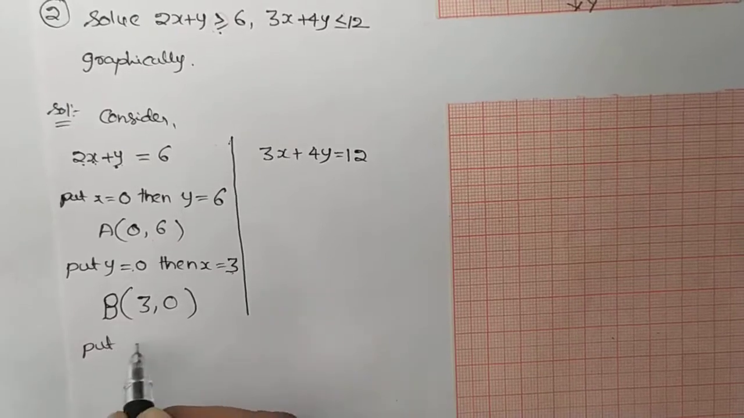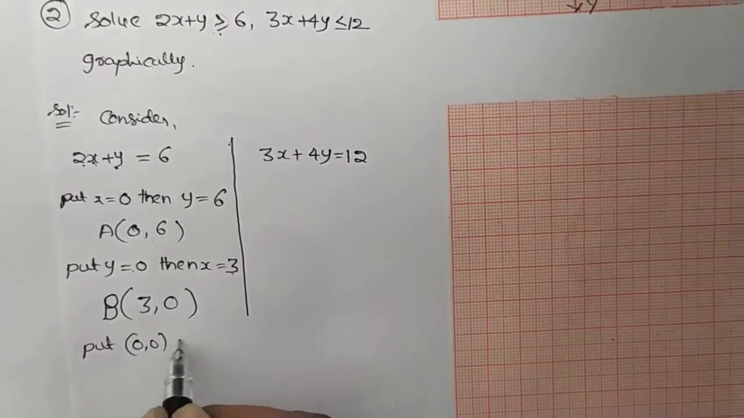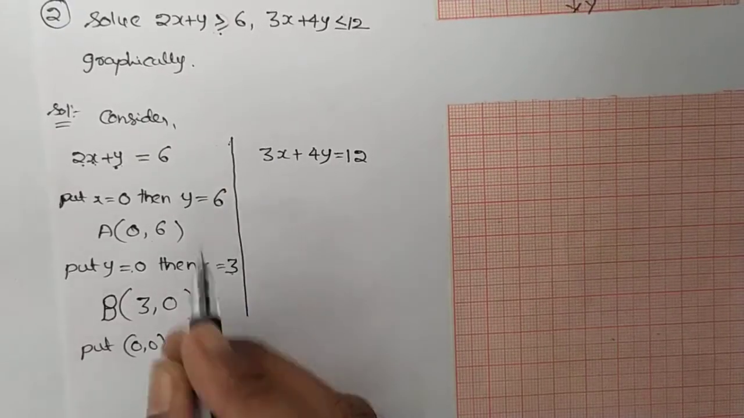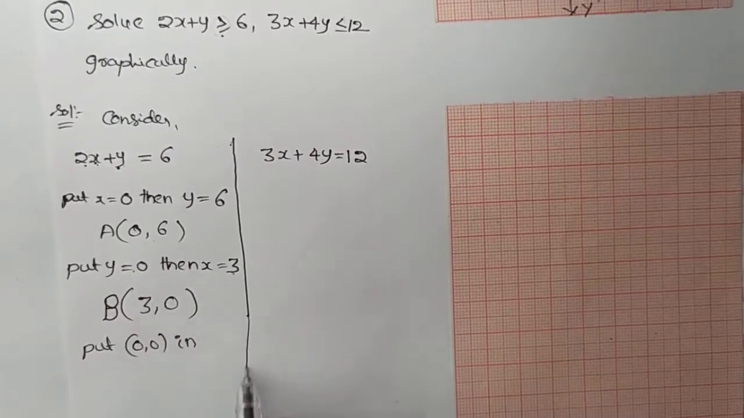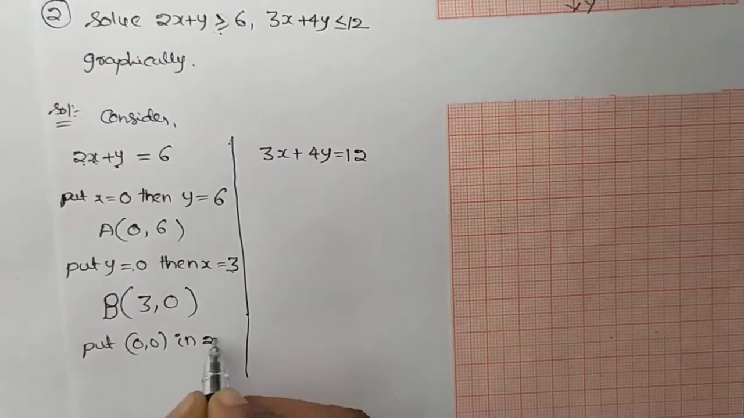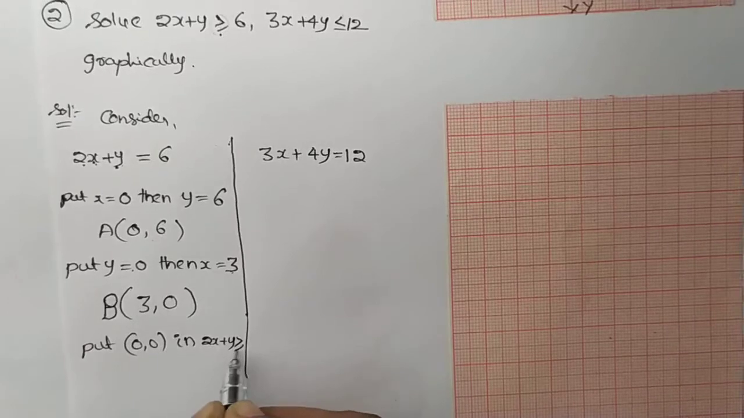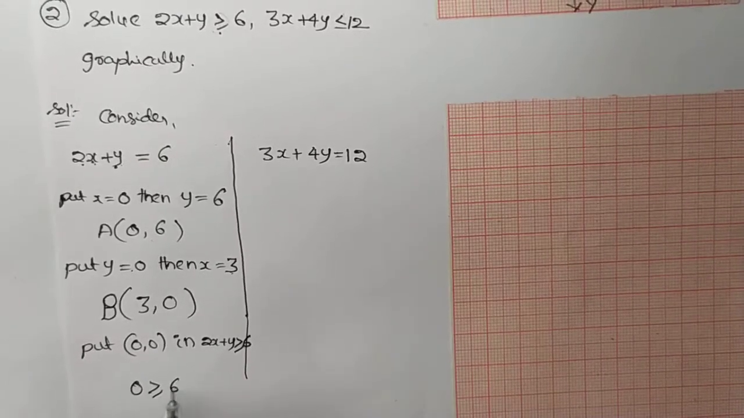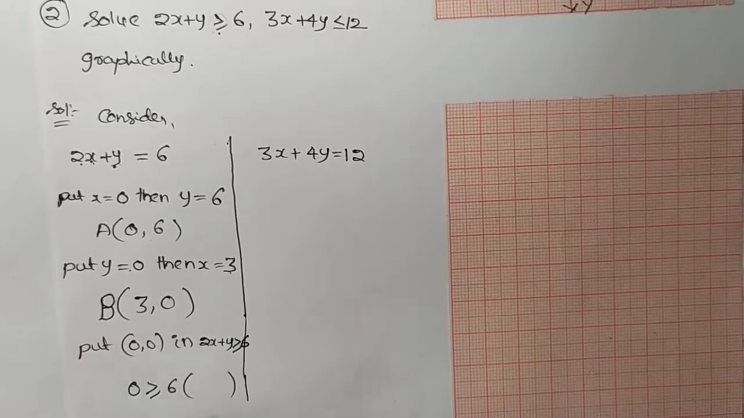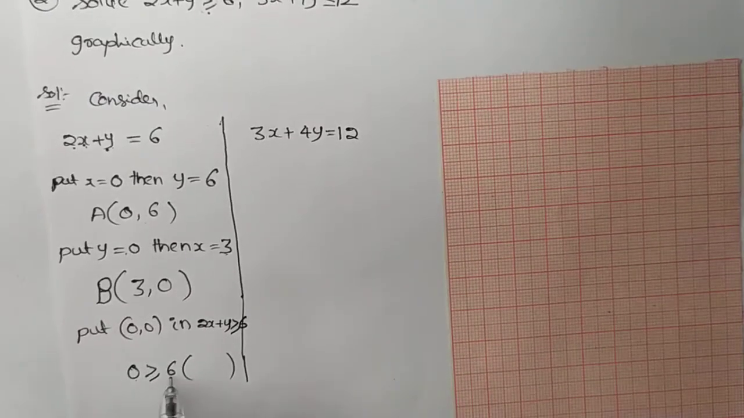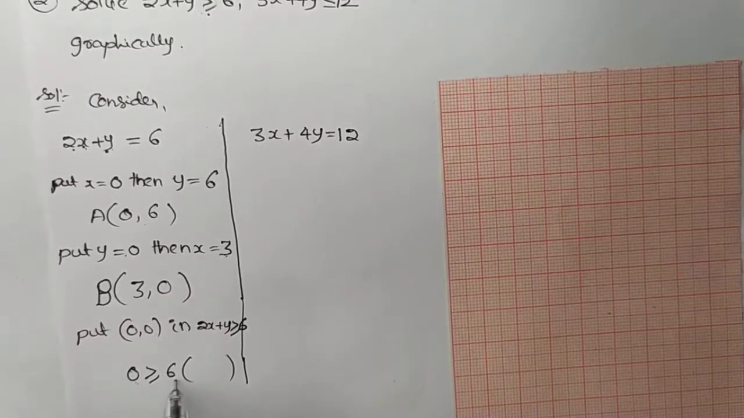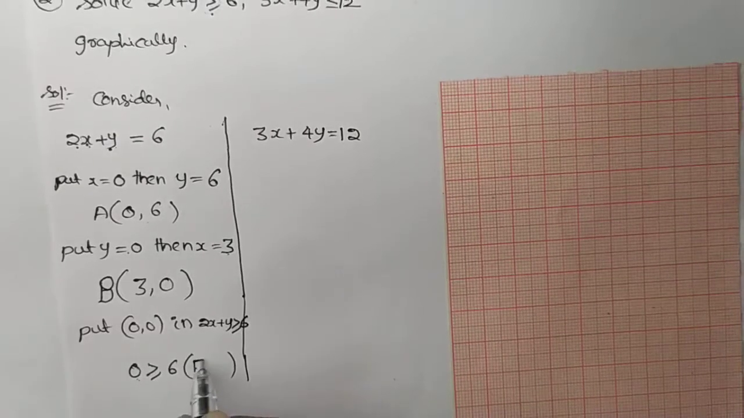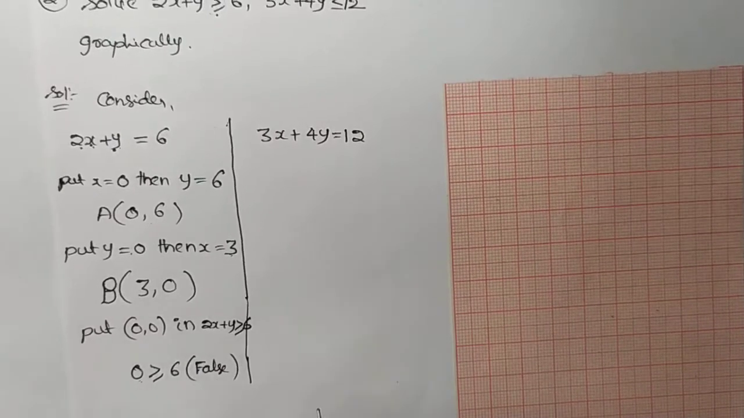Next step is what? Put 0 comma 0 in the given inequality. In 2x plus y is greater than or equal to 6, we get 0 is greater than or equal to 6. It says that 0 is larger than 6. Is this true? No, it is not true. It is false.